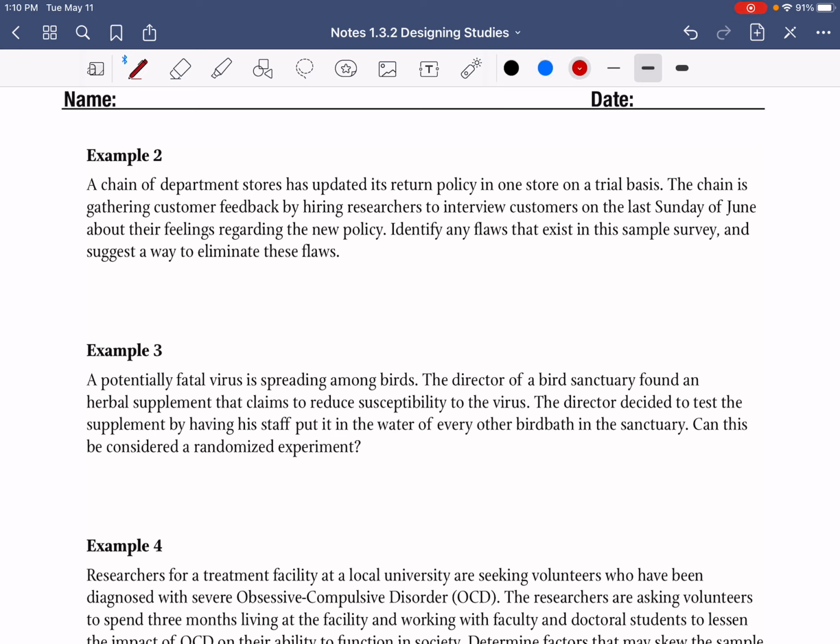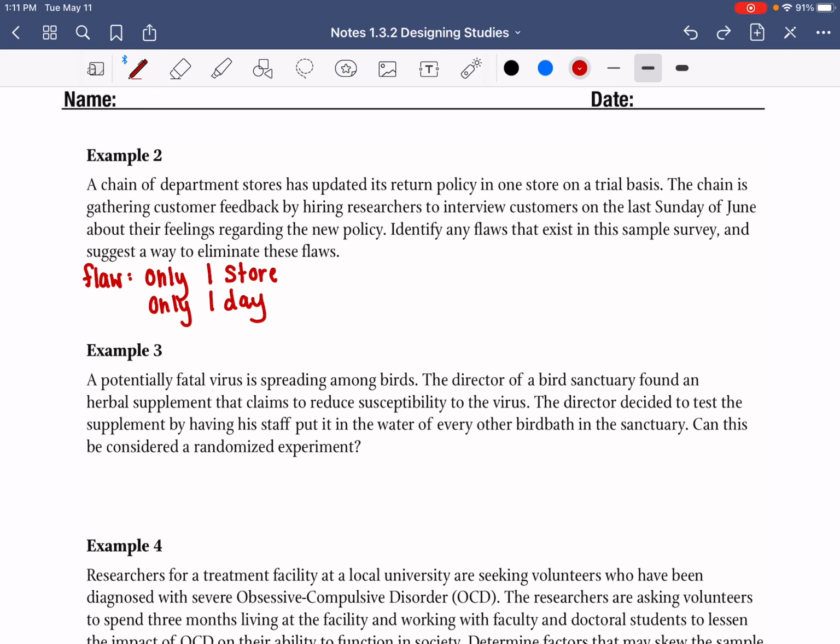So, some flaws we'll talk about first. A chain of department stores, so it's a chain, and they only did one store. Usually, if you want to pilot something, you choose more than just one store. It might not work out at one store, but if you tried it at a few stores, you can see. So that's a flaw, and maybe their sample isn't big enough. They should have done more stores. It says that they were asking on the last Sunday of June. They only did one day, and they did a Sunday. So we'll talk about that too.